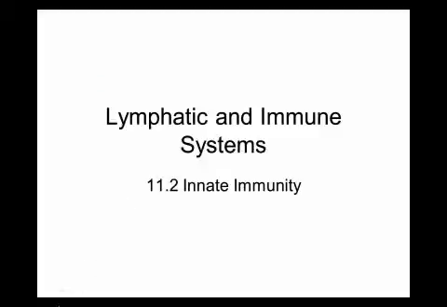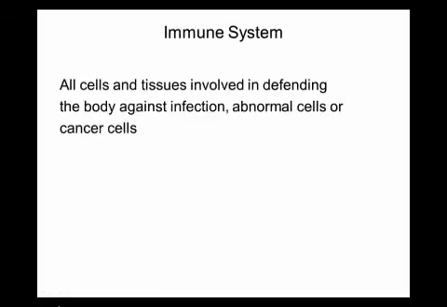11.2 Innate Immunity. The immune system consists of a number of different types of cells and tissues, all of which are involved in defending the body against infection, against toxin, or even abnormal cells and cancer cells.